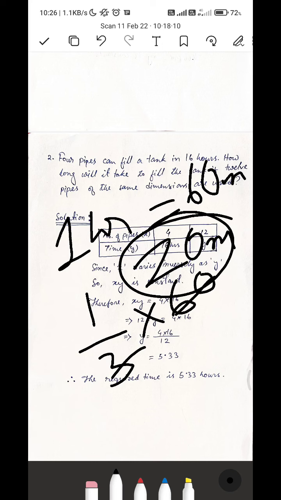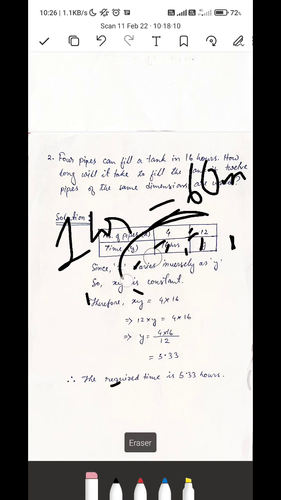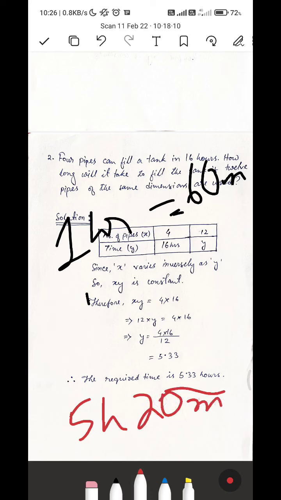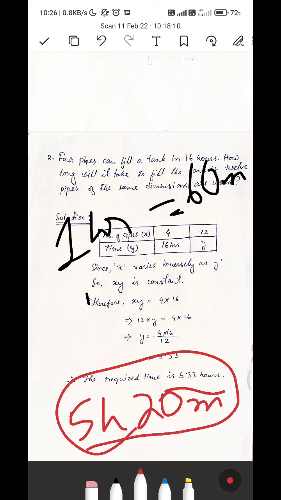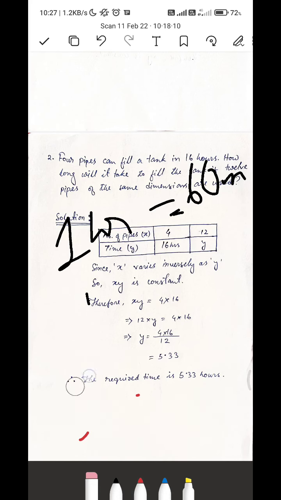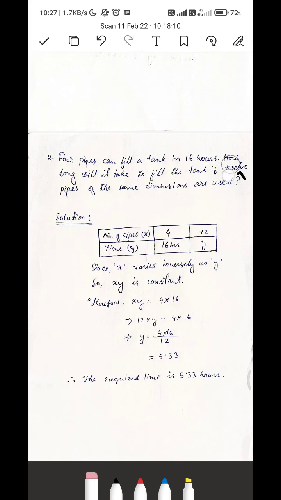So if we have written here 5.33, this can also be written as 5 hours and 20 minutes. Okay, now let me erase all this and you pause the video and note down the solution.